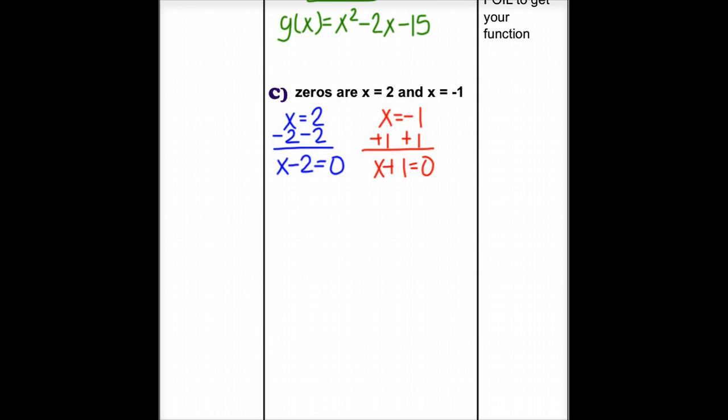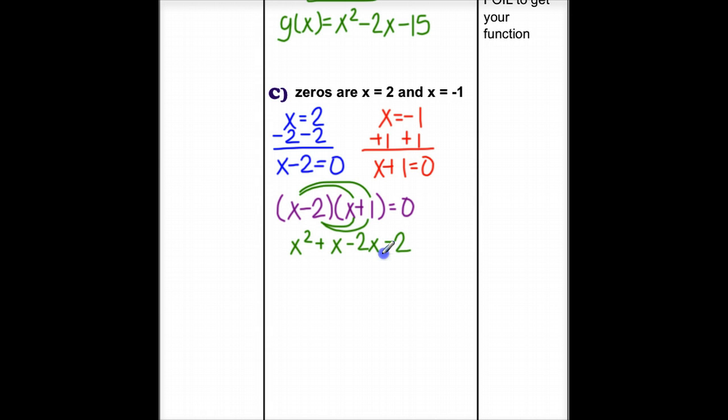So then my next step is to write it in factored form. So we have x minus 2 times x plus 1 equal to 0. And finally, we FOIL that out. x times x is equal to x squared. x times 1 is plus x. Negative 2 times x is minus 2x. And negative 2 times 1 is minus 2.